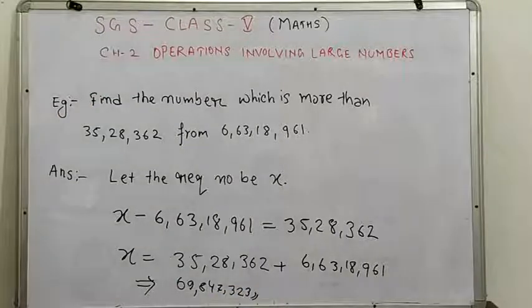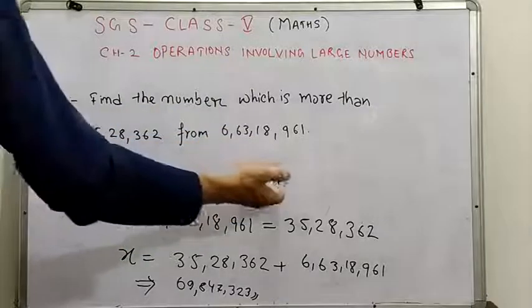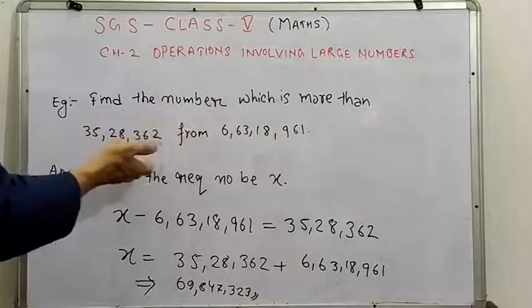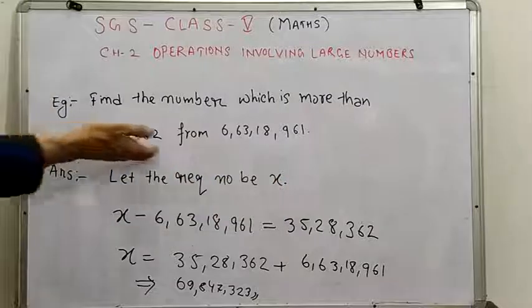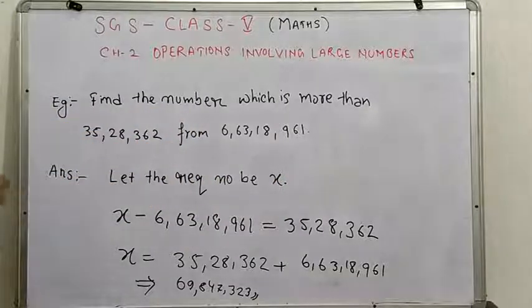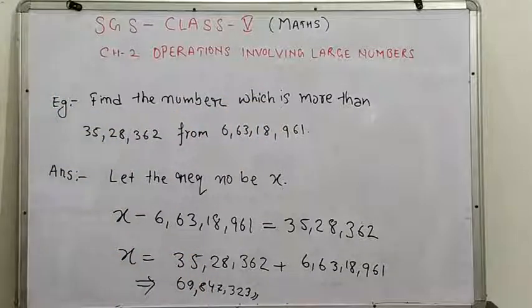Okay, very simple. Nothing else has to be done. We always assume the required number will be x, and when we subtract this number from this one, it will become this one. Why are we subtracting here? Because this given number is greater than how much? This number. So to find the required number, we have to add this number to this one, and we get the following answer. I hope you understand very well. So it will be very easy. You can solve it by yourself.